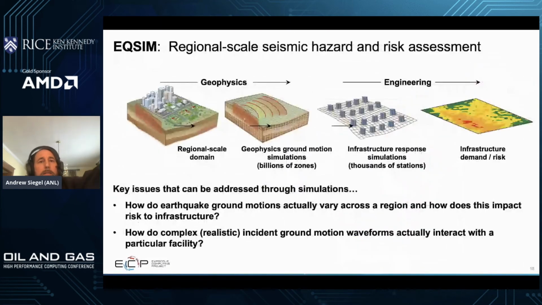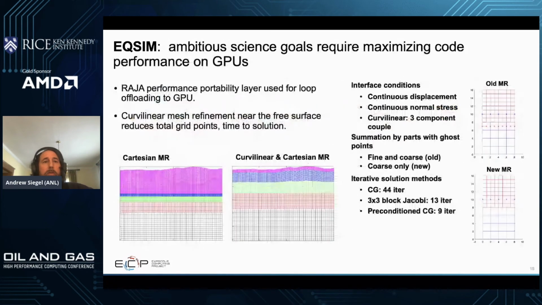So here is an example of improved numerical methods, improving performance and the dependence on the C++ abstraction layer that I talked about, RAJA, for potential performance portability across GPUs. It's the EQSIM project, regional scale seismic hazard and risk assessment. The goal is extreme scale modeling to understand ground motion structure interactions. So the RAJA performance portability layer is used for efficient offloading to the GPU.